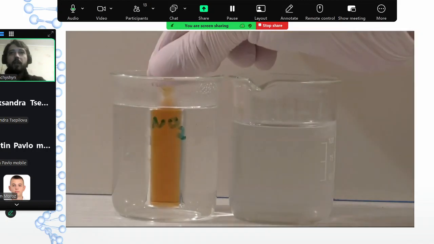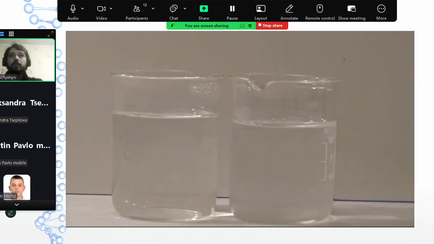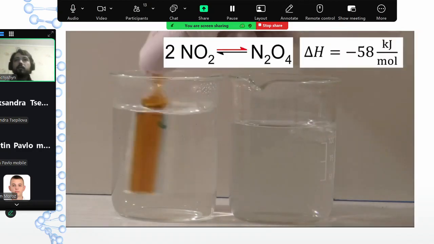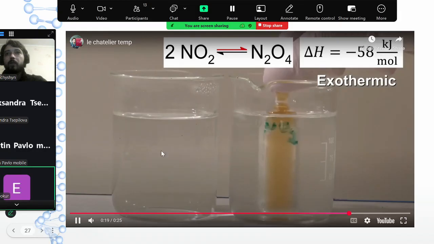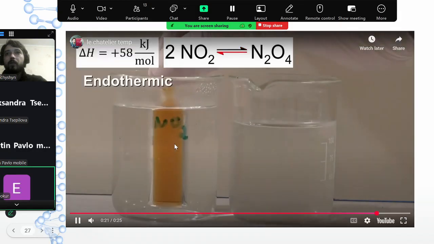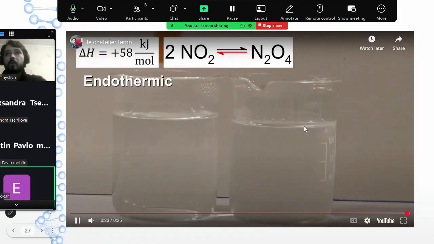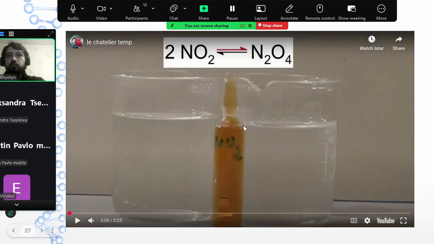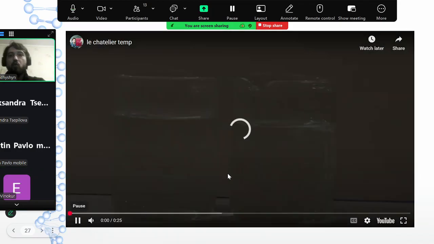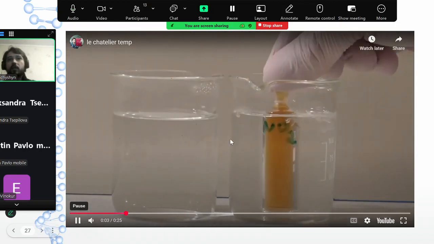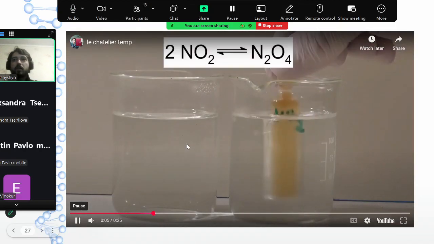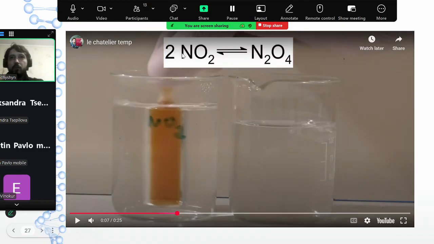Okay, do you see how the color changes? Yes, you see it. It becomes darker. Yes, it becomes darker in the hot water, and it becomes more transparent in the cold water. So let's check once again. You are basically seeing how the equilibrium is shifted with respect to the temperature.